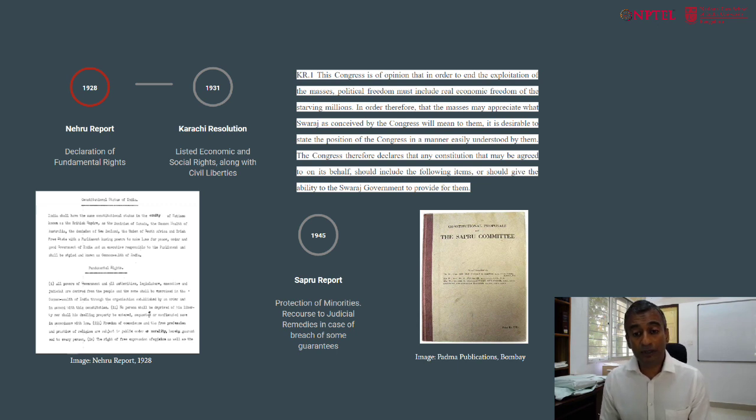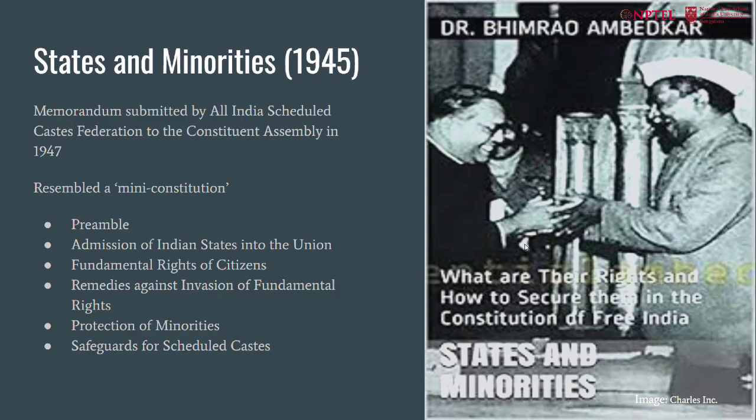In 1945, in the Sapru report, not only are the fundamental rights and the economic and social freedom positions further developed, but we get a full account of the protection to minorities, religious minorities, and to the use of the courts as a mechanism to enforce these rights. So a full-fledged judicial protection of fundamental rights.